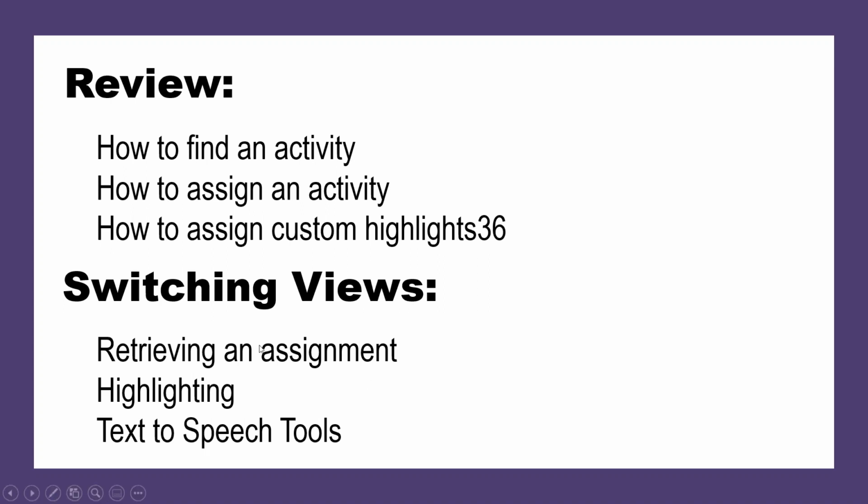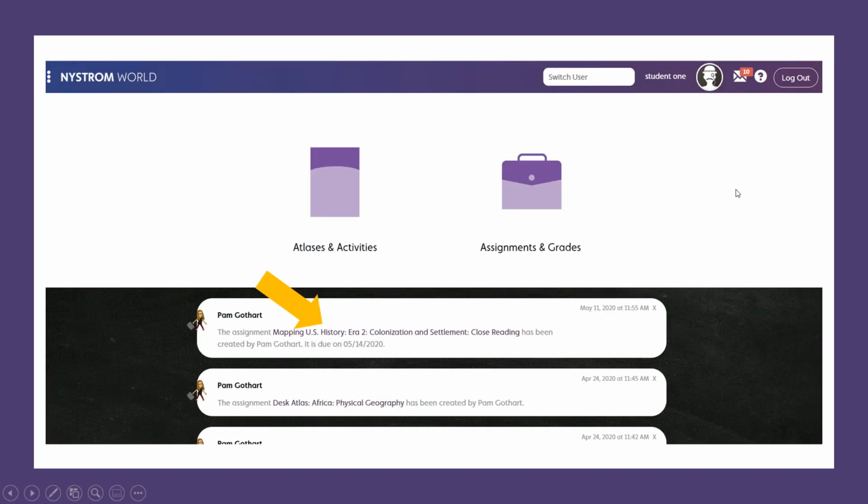Now we're going to switch views for a moment. We're actually going to switch to the view of a student, and we're going to see how a student retrieves an assignment, how they apply the highlighting, and how they can apply our text-to-speech tools. Let's take a look at a student account. I am now student 1, and I can see that these are the assignments my teacher has given me.